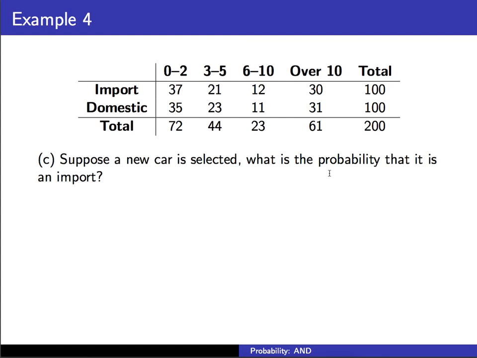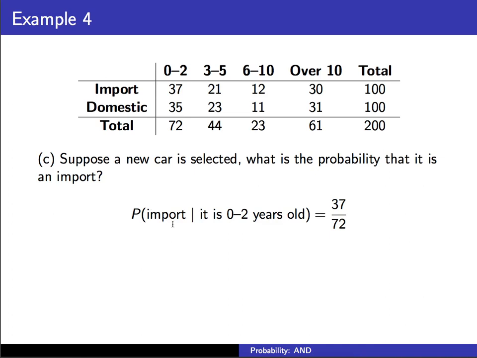All right, part C: suppose a new car is selected. What is the probability that it is an import? New car is selected follows the word "suppose." So we're going to look at the total number of new cars, which would be our 0 to 2-year-old cars, and that total is 72. Out of the 72 new cars we have on the lot, how many of them are imported? 37 of them out of 72 are imported. So the probability that it's an import, given that it's a 0 to 2-year-old car, or a new car, is 37 out of 72. That's a little bit more than a 50% chance that we pick an imported car if we're just looking at new cars.